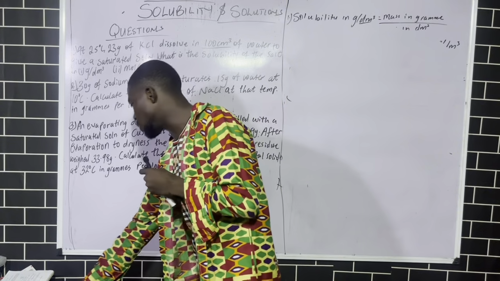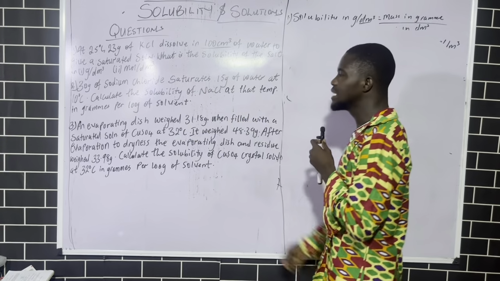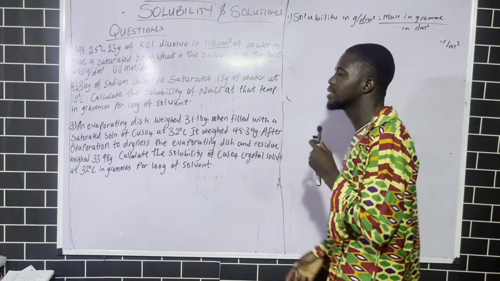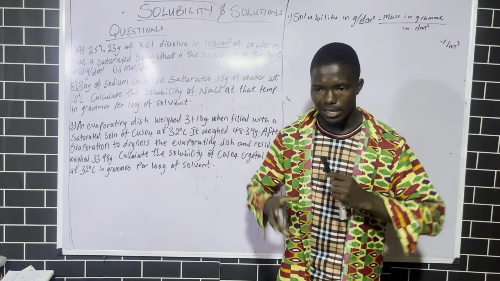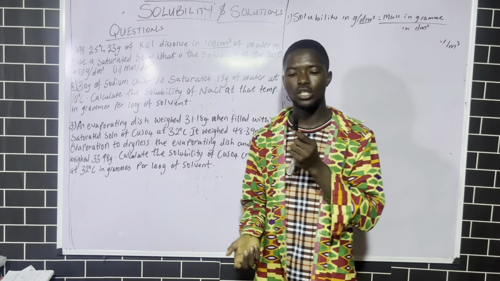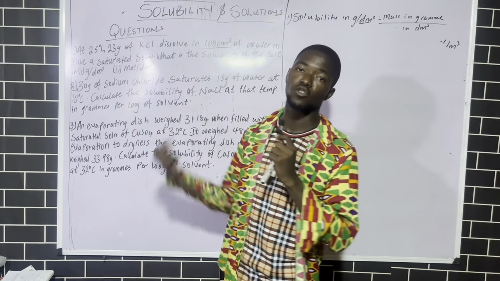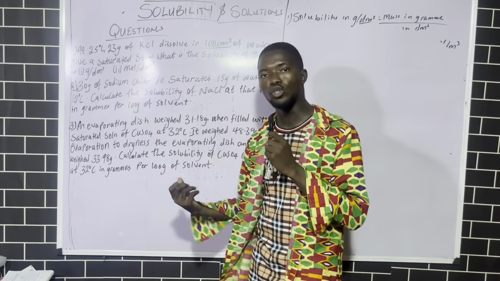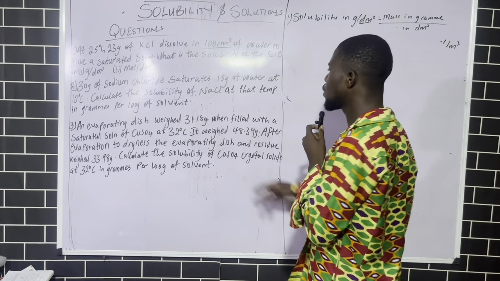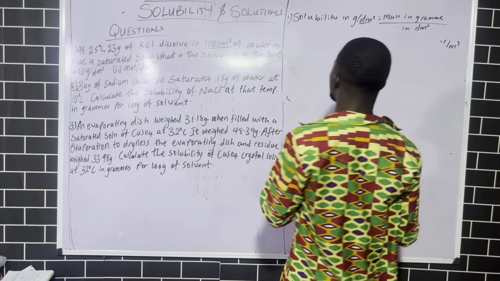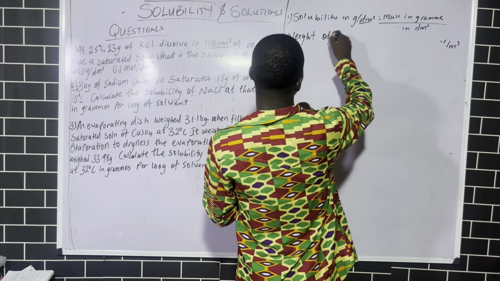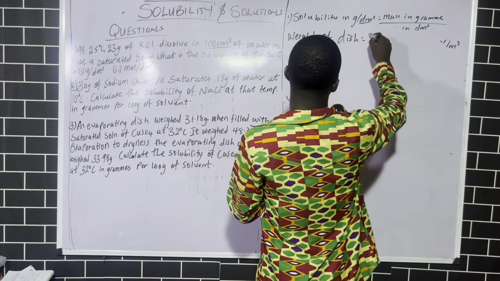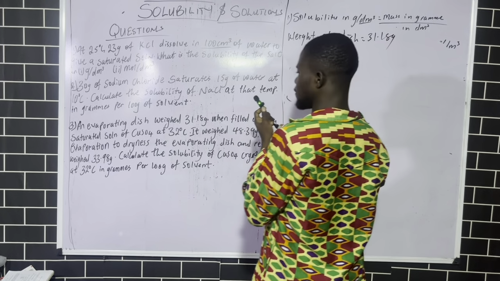So let's see this question now. An evaporating dish weighs 31.18 grams. An evaporating dish is a dish where the solution is placed. They call it an evaporating dish because they want to evaporate water out of the salt. They want to remove water from the salt. So an evaporating dish weighs 31.18 grams. Weight of dish: 31.18 grams. That's the first thing.